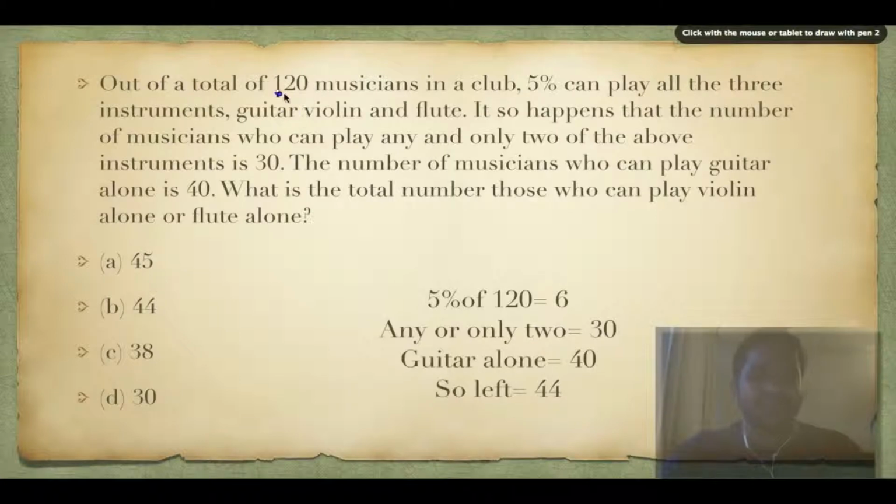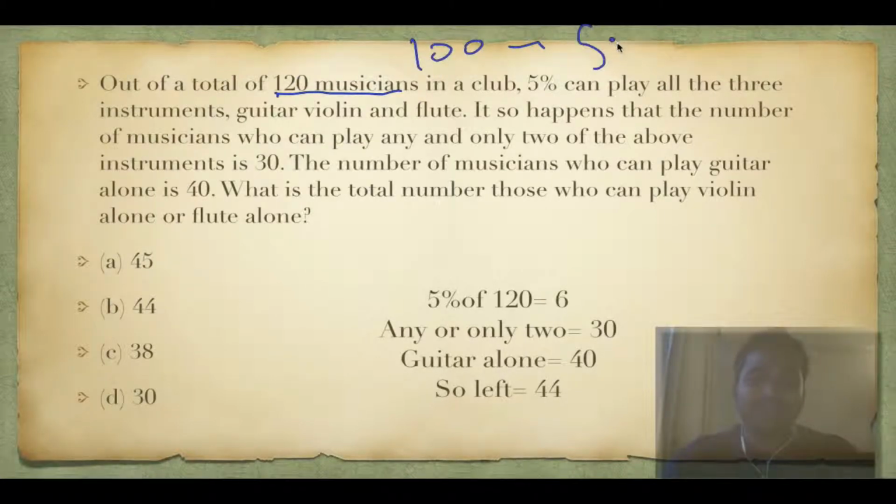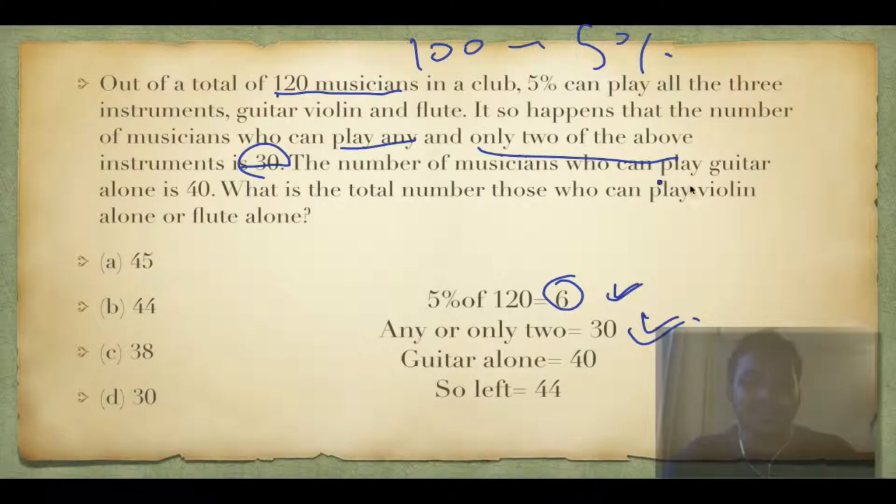So just see, 120 musicians are there, doesn't matter what kind of musician, just focus on numbers. 5% can play all three. So if it were 100, 5% would be 5, but it is 120, so it will be more than 5. 5% of 120 will be 6. Is that understood? So the number of musicians who can play any and only two of the above instruments is 30. Just write somewhere 30. The number of musicians who can play guitar alone is 40.